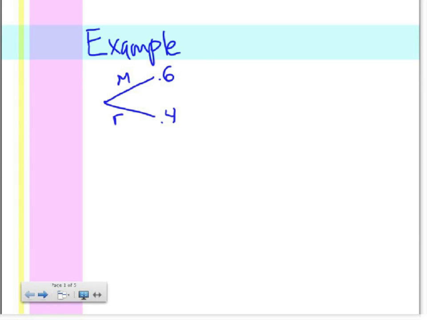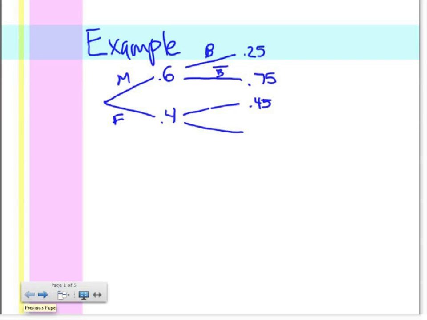Let's start off with a pretty simple example. Let's say that a class has 60% males and 40% females. Now, of the males, let's say that perhaps 25% are blonde and the other 75% are not blonde. And then for the females, 45% are blonde and 55% are not blonde.